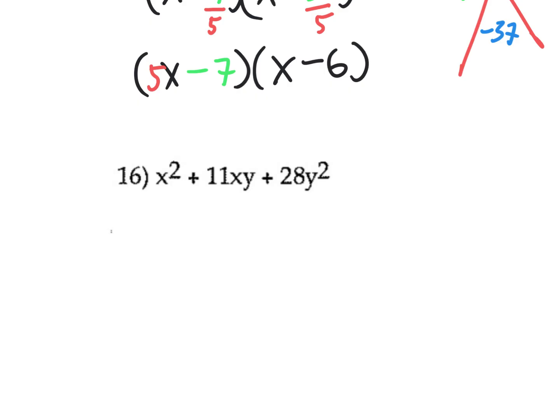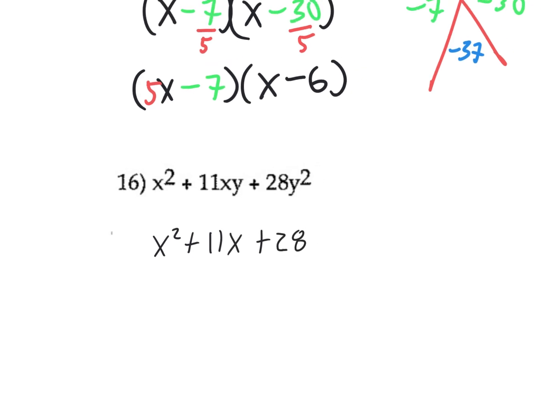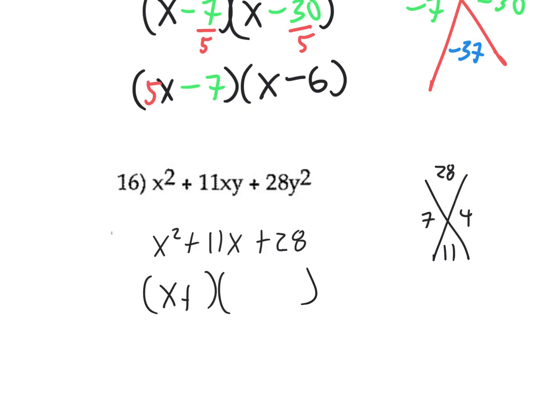This right here, I think what I would suggest to my student is treat it like it's a thing that just has X's in it, and then factor that first, and then make a slight adjustment at the end. So we put the 28 up top. We put the 11 down here. What two numbers multiply to 28 but add to 11? Well, that would be 7 and 4. So you can just factor it like this first. X plus 7, x plus 4.